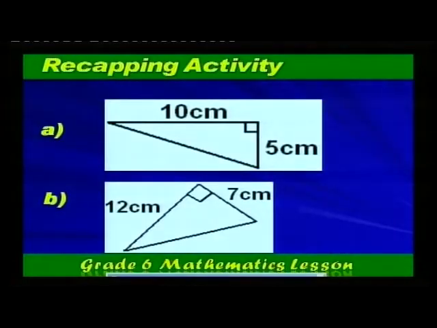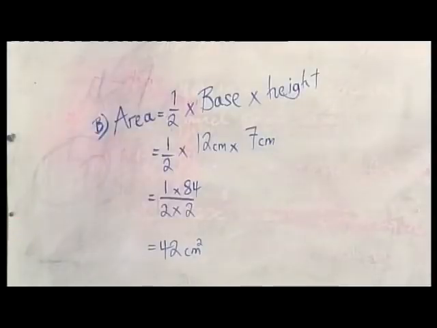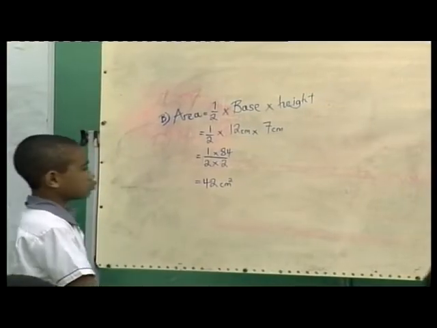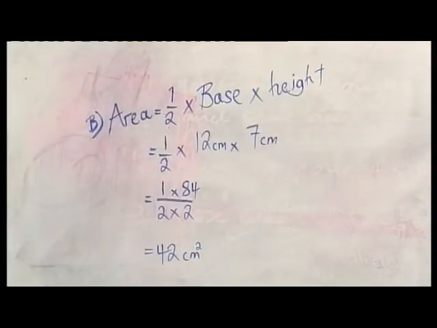Onea, thank you. Area is equal to half times base times height, equals half times 12 centimeter times 7 centimeter, equals 1 times 84 over 2 times 2, equals 42 square centimeters. Okay, thank you very much, Onea. Let's have a look at this working out very carefully. Onea, how did you get these two here? Divide by 84.